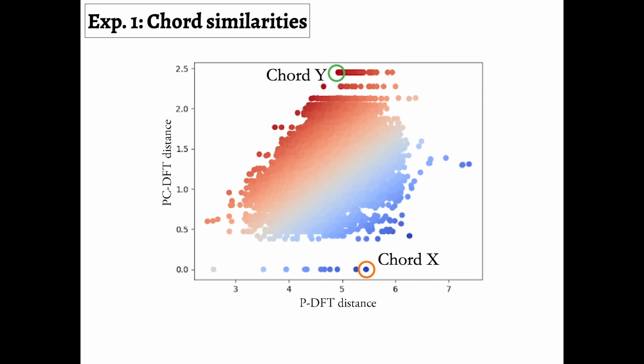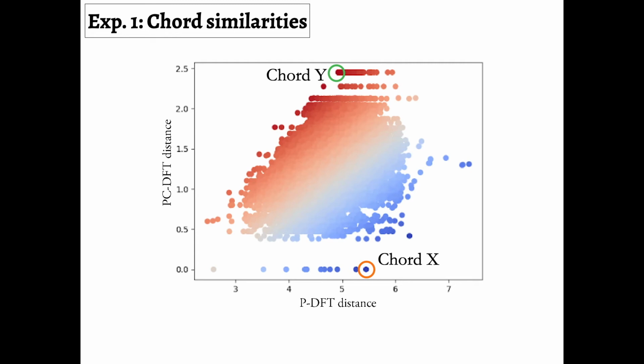So for experiment 1, we calculated 50,000 random chords and asked how they compared to Debussy's original chord, specifically measuring their similarity under both PDFT and PCDFT to the original. More technical details on how the chords were generated and how we measured that are in our paper.